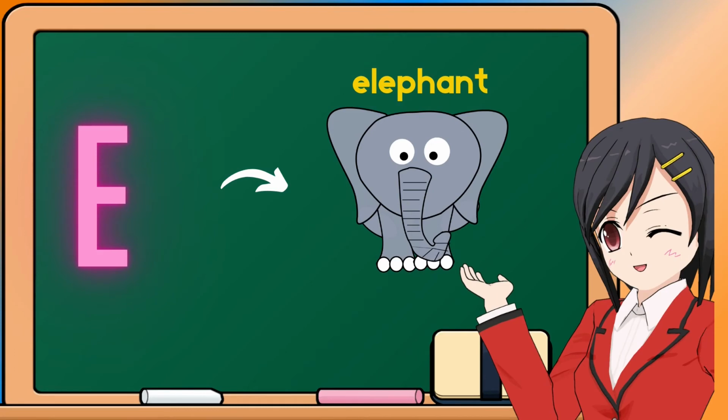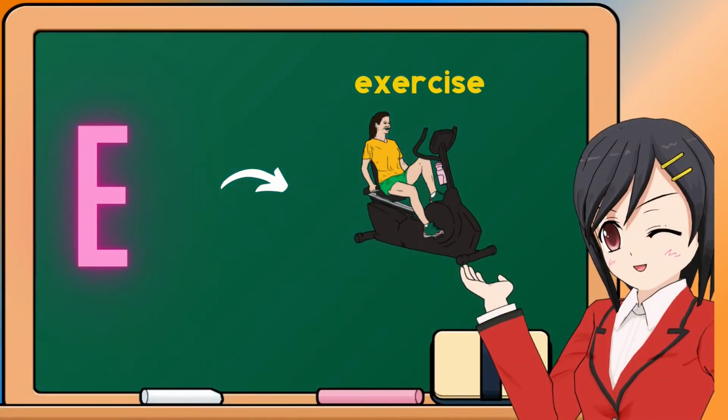E is for elephant. Again, E is for elephant. E, elephant. Again, repeat after me. Elephant. E, elephant.